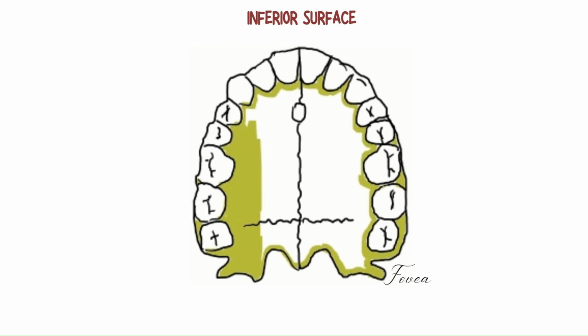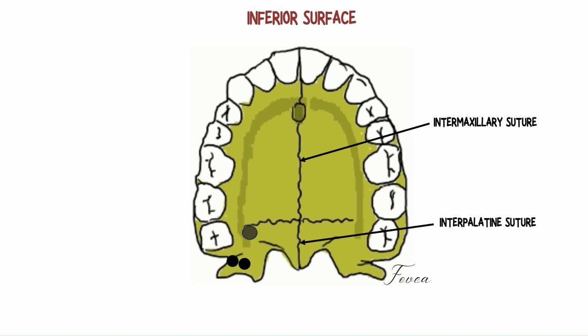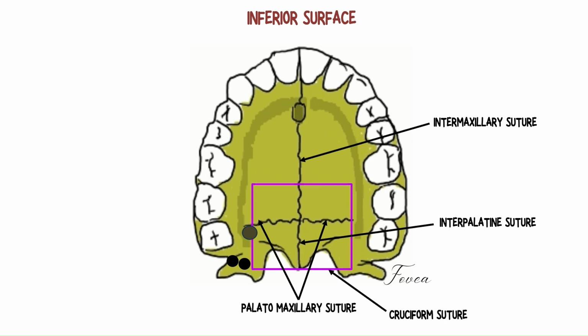The lower face of the maxilla allows the hard palate to be seen in its entirety, with the maxilla forming the anterior two thirds, and the palatine the posterior third. Their union forms three sutures: the intermaxillary suture between the two maxillaries, the interpalatine suture between the two palatines, and the palato-maxillary suture bilaterally. The union of these three sutures takes the shape of a cross and is therefore called the cruciform suture. Anteriorly, the incisive suture is not present in the adult. It is present until 12 years of age.